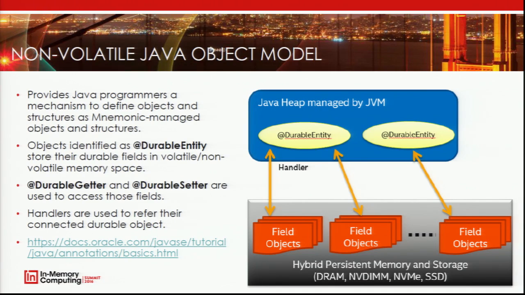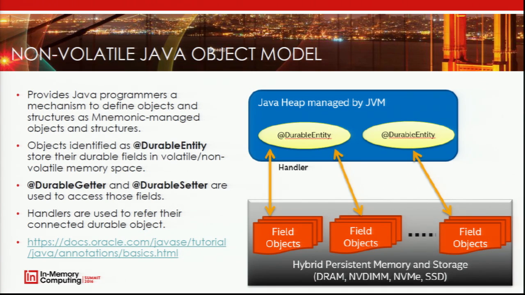In order for people to build their application to use this model, we defined what's called a non-volatile Java object model at this point. So what does that mean? We use a Java annotation. I think it was not very popular before Java 7, but it's getting a lot more popular. People are starting to know how to use this annotation.